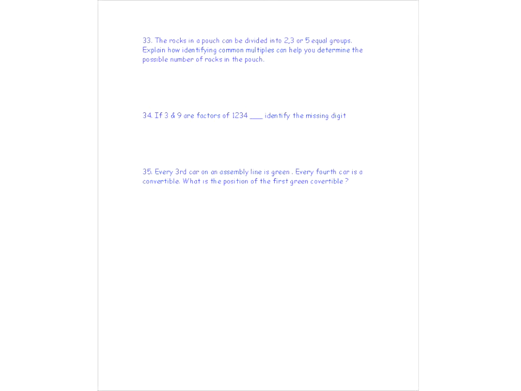So 2, 3, or 5 equal groups. Okay, well, let's think about what common multiples are. When we take 2 and we think about all the multiples of 2, we get 2, 4, 6, 8, 10, 12, 14, etc. When we think about the multiples of 3, we get 3, 6, 9, 12, 15. When we think about the multiples of 5, we get 5, 10, 15, 20, 25. Okay?